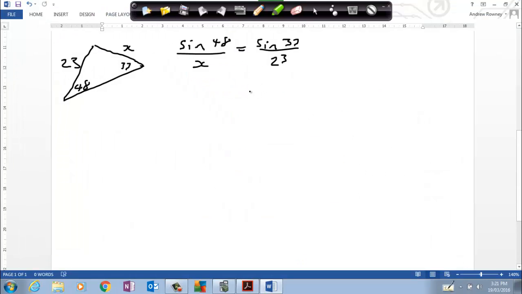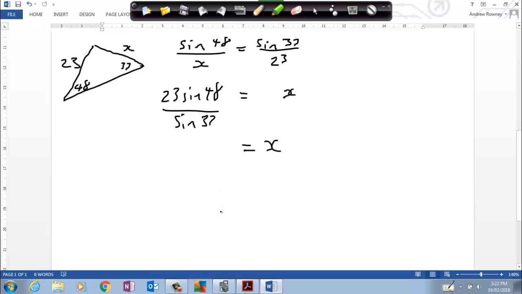So we're going to cross multiply and divide things. The 23 is a division, so that'll become a multiplication on the other side. The x is a division, so that becomes a multiplication on the other side. The sine 37 becomes a division on the other side. So everything goes in diagonals, because times is divide, divide is times on the opposite side.